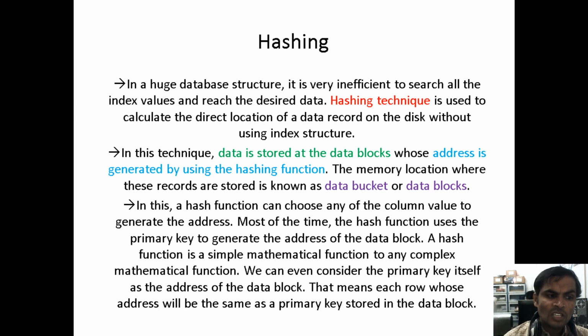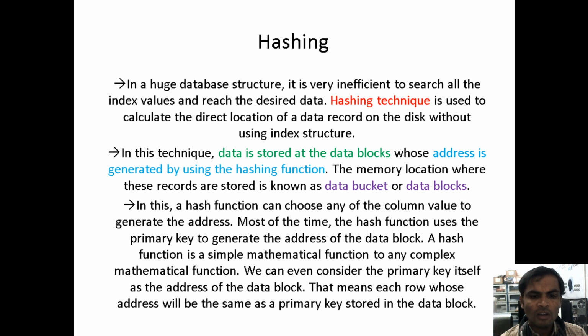The memory allocation where these records are stored is called the data buckets or data blocks. Each and every block is a memory allocation required for storing the record. That memory allocation we call a data block or data bucket. The term according to IT is bucket; actually, according to the database we call it data blocks, or we can call it a data bucket.